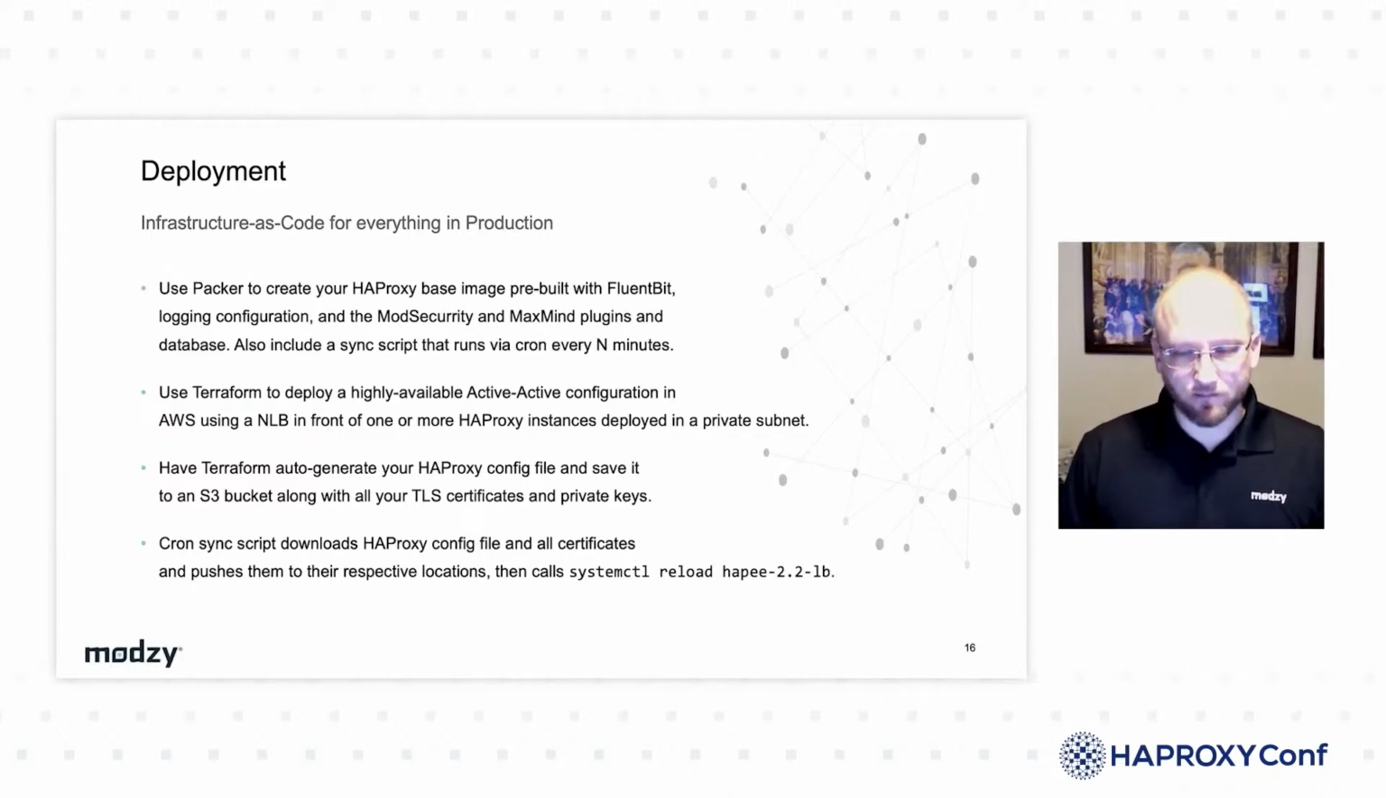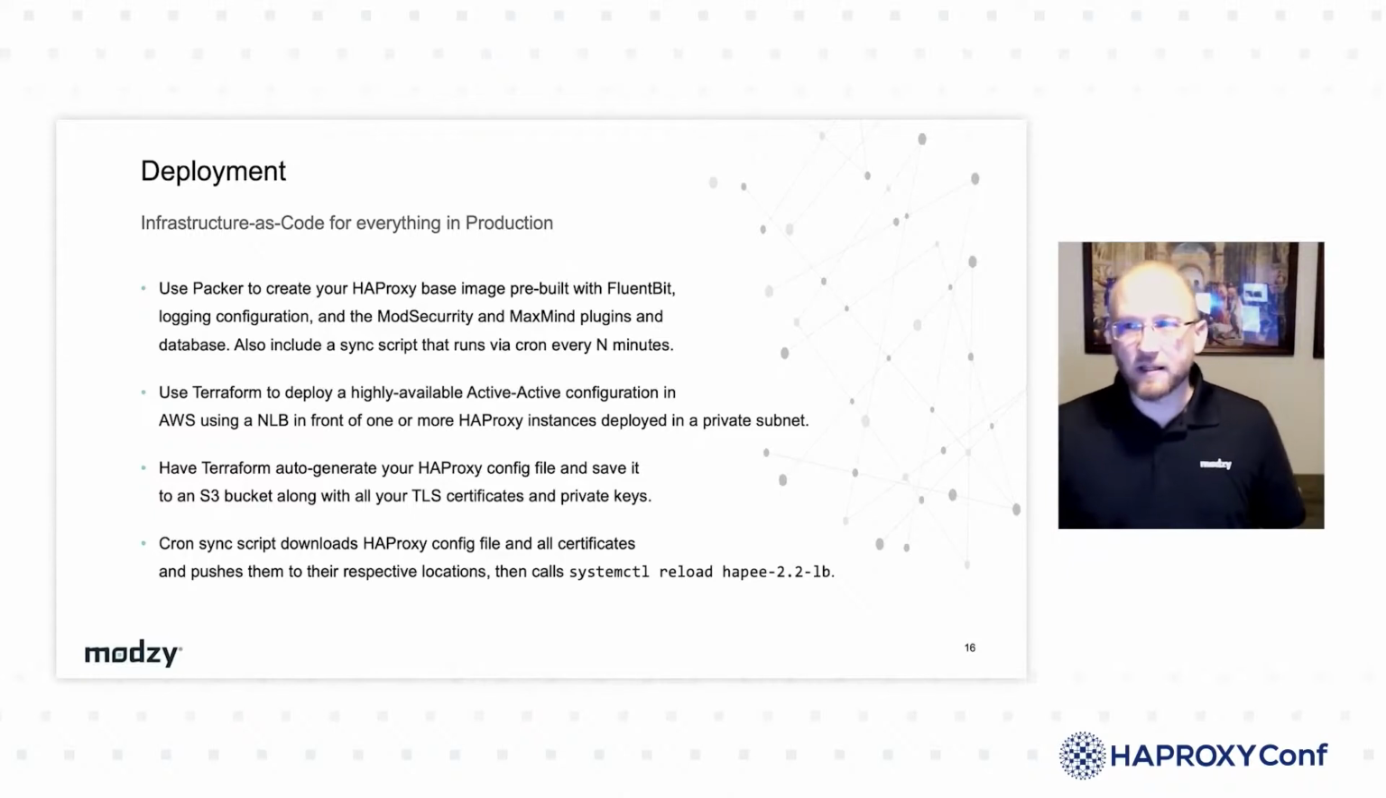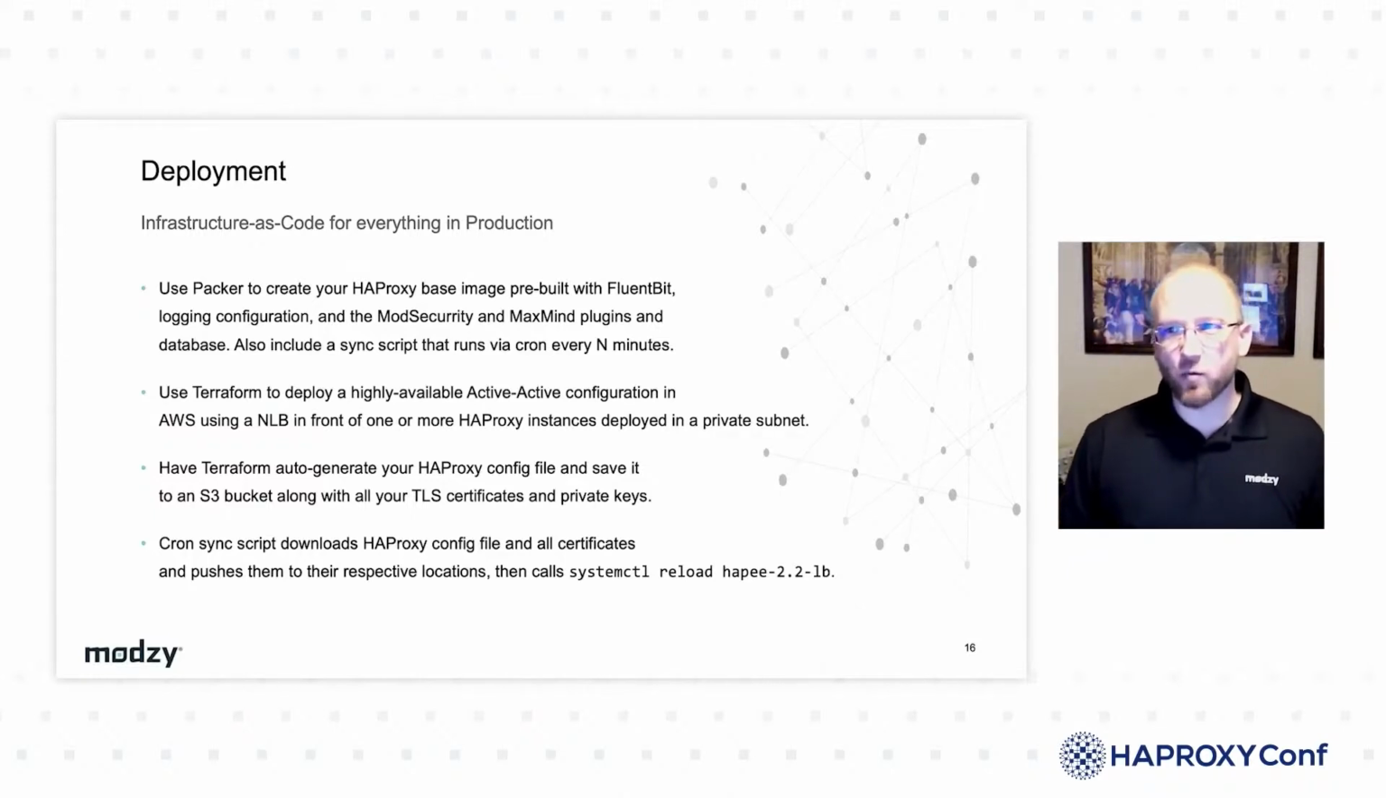We then use Terraform to deploy a highly available active-active configuration in AWS that's fronted by a network load balancer. That's the layer 4 load balancer. And our HAProxy instances are then deployed in a private subnet so that the only attack surface out on the internet itself is whatever the ports are that the NLB exposes, which is just 443 in our case. This is the same active-active configuration that HAProxy has a tutorial for on their docs site when deploying in AWS.